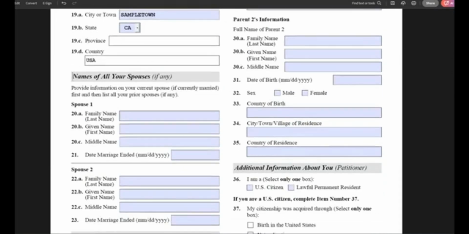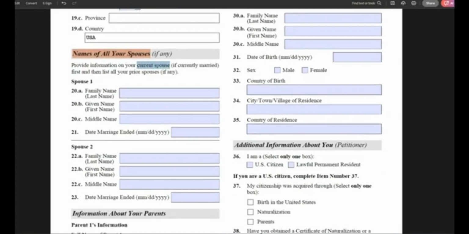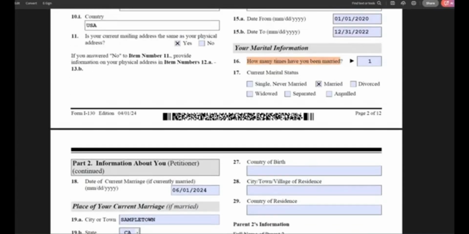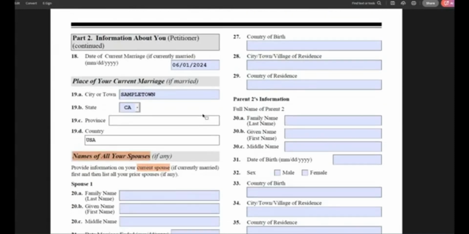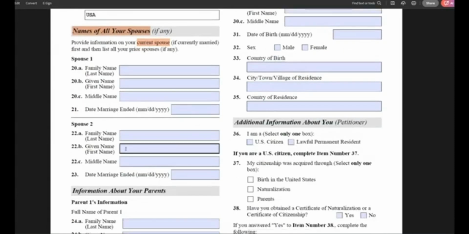Next, provide the names of all your spouses. You first want to provide the information about your current spouse. And then if you have been married or divorced before, or even if you had any annulled marriages, you will need to indicate them here as well in your spousal marital history. And then this question asks date marriage ended. If you are currently married, you can simply leave this blank.